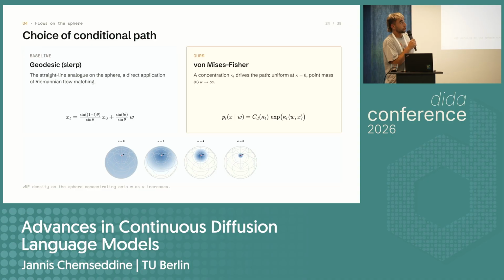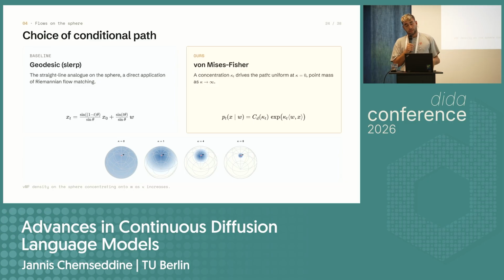So the first choice you could use, if anyone's familiar with this, is called slerp, or the geodesic. It's just the shortest path. Take 2 points on the sphere, connect them via the shortest path. You get an interpolation. You can read off the velocity. Just take the time derivative, and you have everything you need.